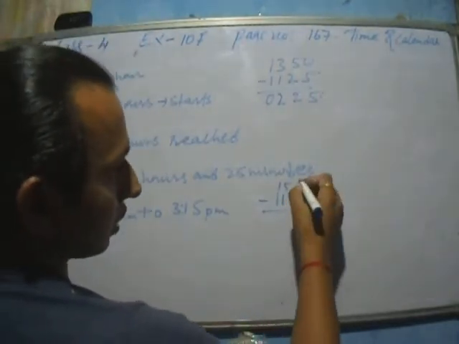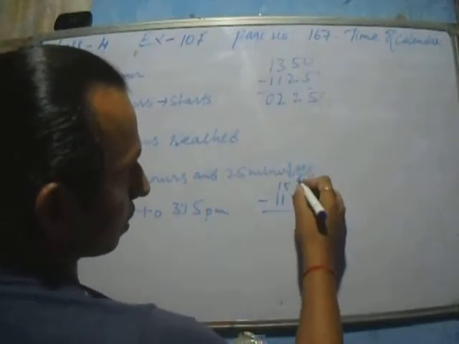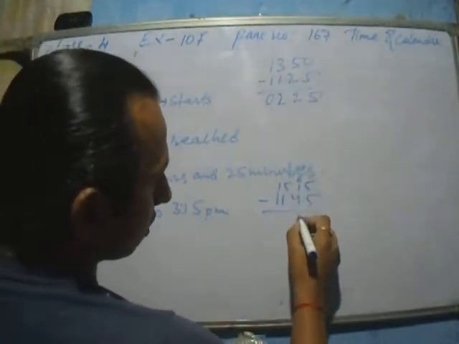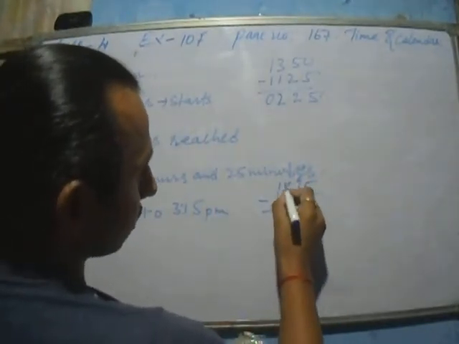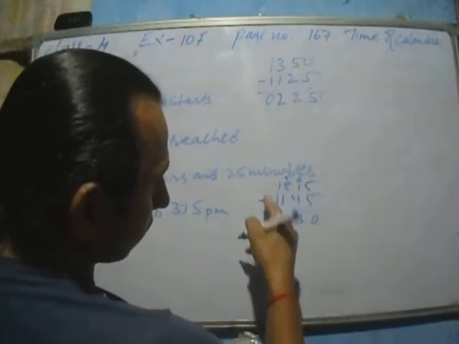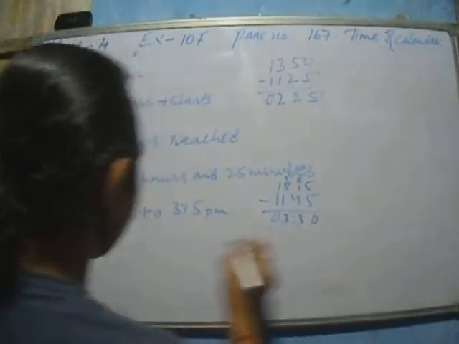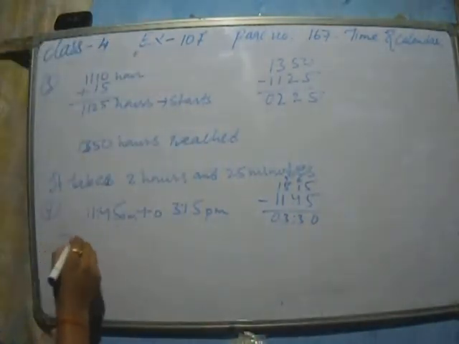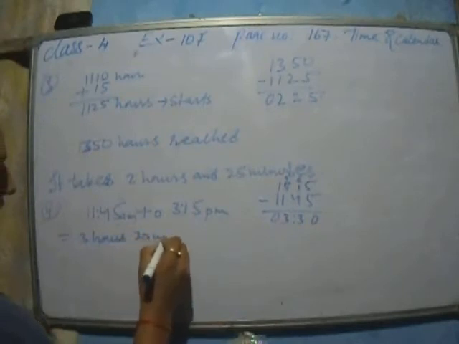So here 6 get added. Okay, so here 5 minus 5 is 0. So 7 minus 4 is 3. Then here this becomes 4. 4 minus 1 is 3. Then here 1 minus 1 is 0. So it is 3 hours 30 minutes. Okay. So it is 3 hours 30 minutes.